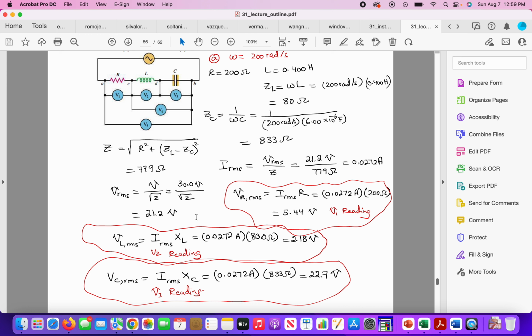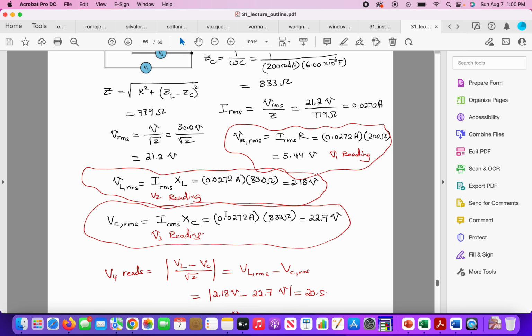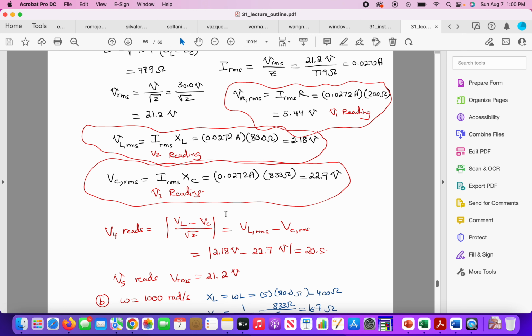And finally, VC is the reading for the third voltmeter, and it is just IRMS multiplied by the capacitive reactance. And then V4 is going to give me the difference between VL and VC, and therefore it is going to be VL minus VC over the square root of 2, and that is the reading 20.5.